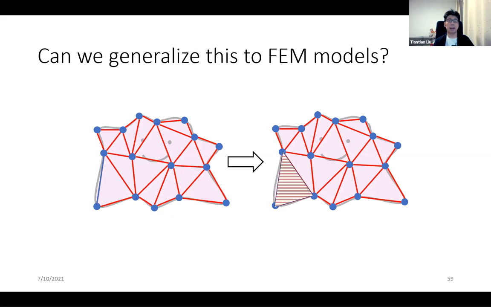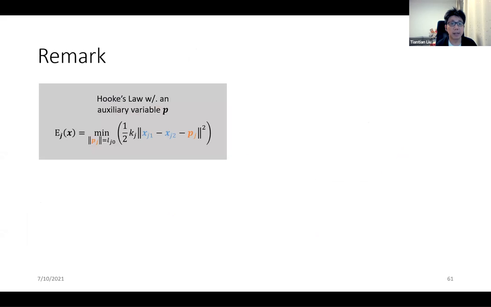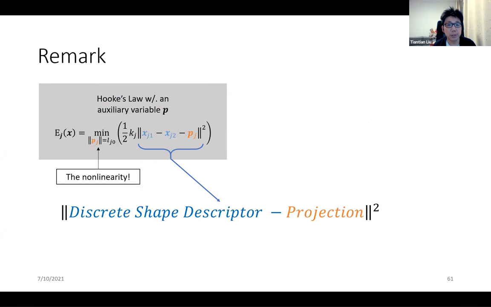So this is nice, but for volumetric models, it is still discretized using mass spring systems. Can we generalize this idea to support continuous FEM models? And there goes the projective dynamics. If there's one thing we want to remember from this mass spring system, it will be the way that we localize the nonlinearity. After we introduce the auxiliary variable, the original system energy becomes a quadratic form, which can be seen as a distance between a discrete shape descriptor and its projection.